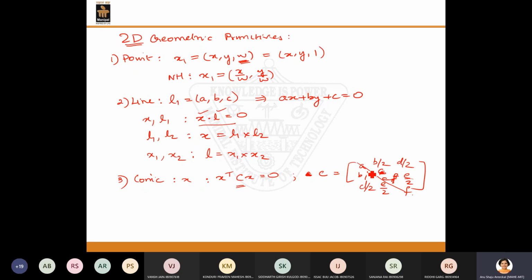And we also saw that when we express the unknowns over here, since it is taken as ratios, we can represent it as A is to B is to C is to D is to E is to F. So since it is ratios, the total number of unknowns that we find over here are only 5. That means we need a minimum of 5 points to define or represent the particular conic. Okay. So this was regarding the 2D geometric primitives.